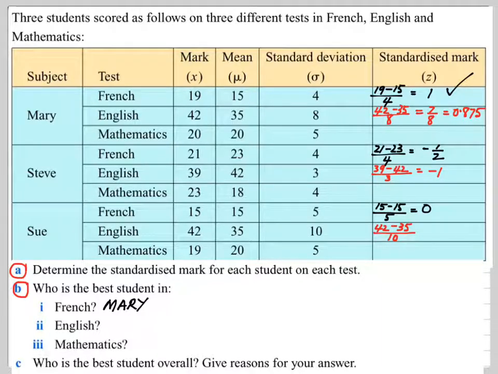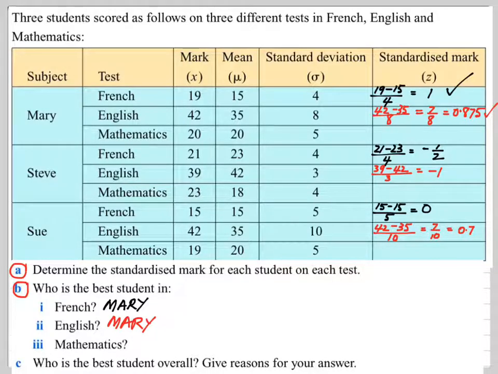Sue, how did you go? That looks like a pretty good result. Yes, that's 0.7. That's not too shabby at all for English. Well done, Sue. So it looks like Mary's got the Guernsey again for English. Good on you, Mary. Killing them.